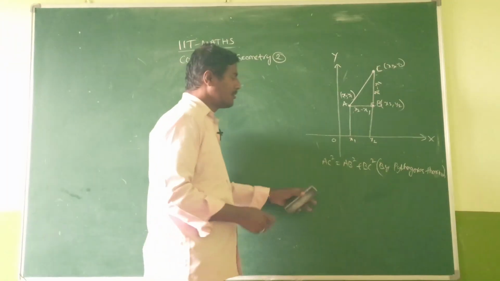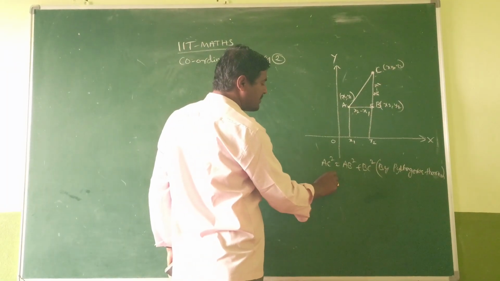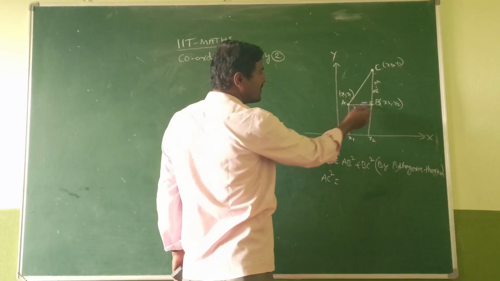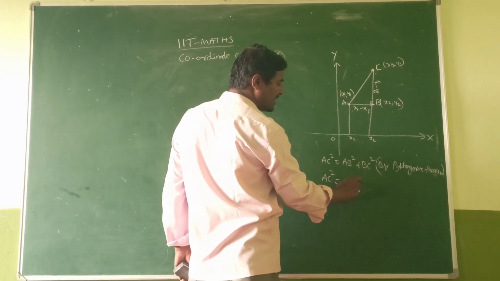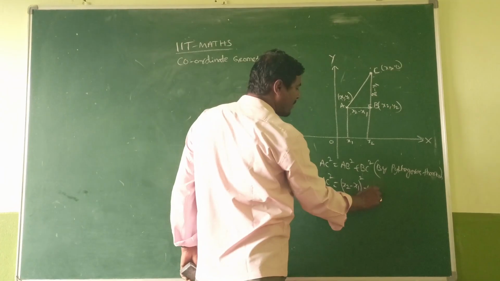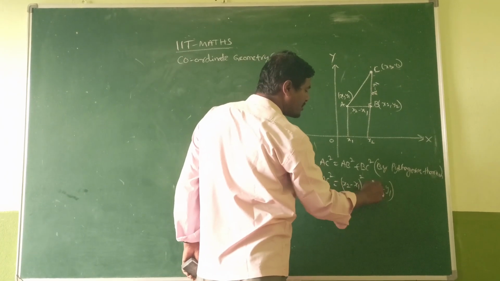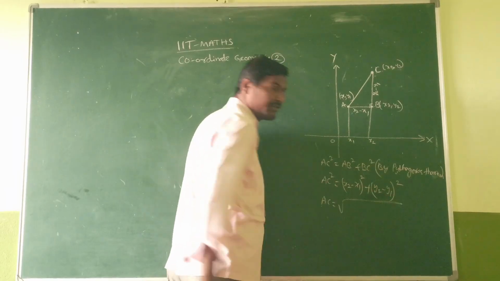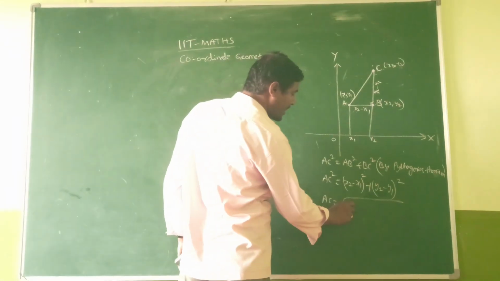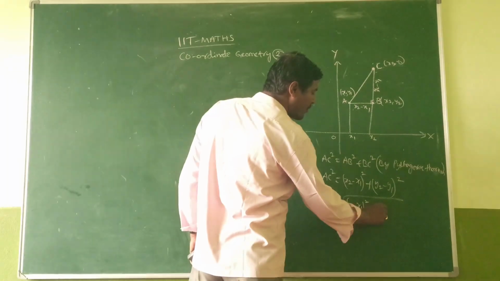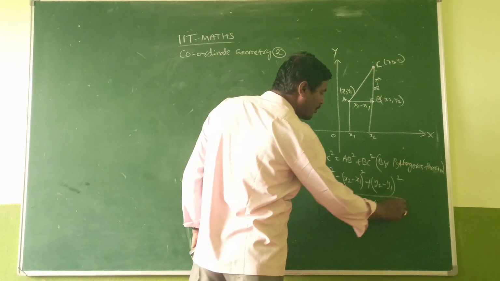Now we have to find the distance between the points A and C. AC square equals AB, which is (x2 minus x1) whole square, plus BC, which is (y2 minus y1) whole square. So AC is equal to the square root of (x2 minus x1) whole square plus (y2 minus y1) whole square.